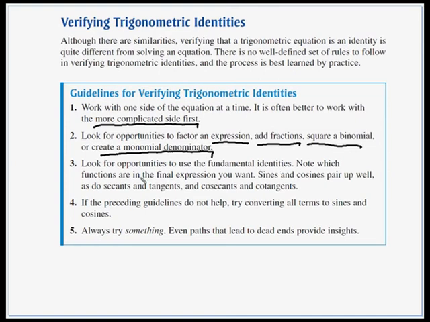Note which functions are in the final expression that we want. Sines and cosines pair up well. Secants and tangents pair up. Cosecants and cotangents are good pairs. If the preceding guidelines do not help, a good rule of thumb is to try to convert all terms into sines and cosines if you possibly can. Always try something. Even paths that lead to dead ends can provide insights or give you a clue as to maybe where you took a wrong turn, so you can go back and take the right turn.